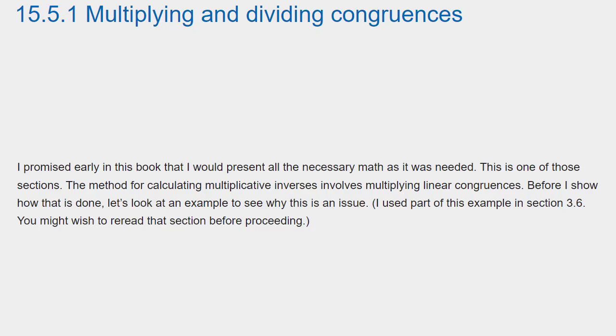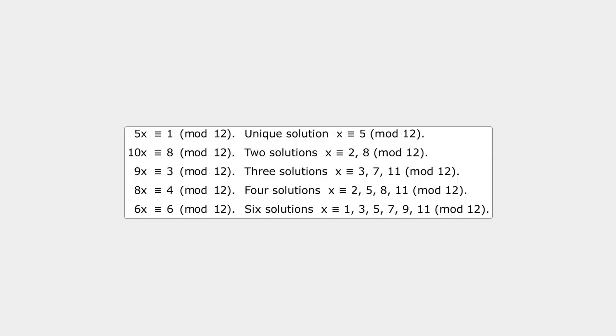Section 15.5.1. Multiplying and dividing congruences. I promised early in this book that I would present all the necessary math as it was needed. This is one of those sections. The method for calculating multiplicative inverses involves multiplying linear congruences. Before I show how that is done, let's look at an example to see why this is an issue. I used part of this example in section 3.6. You might wish to reread that section before proceeding.